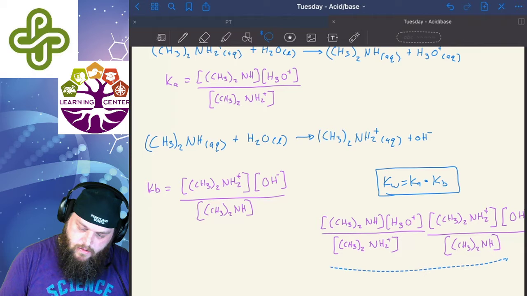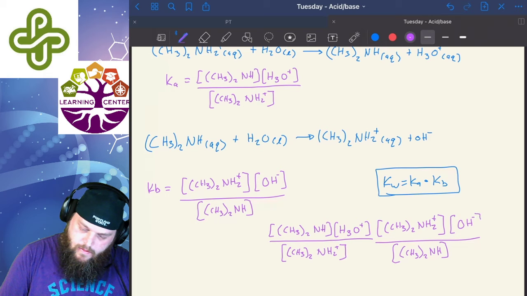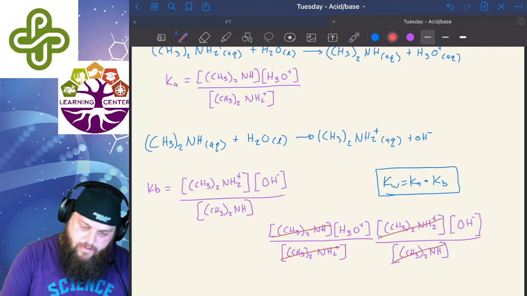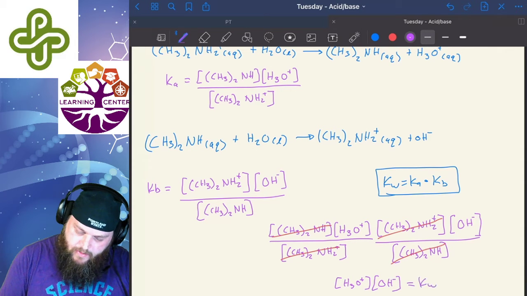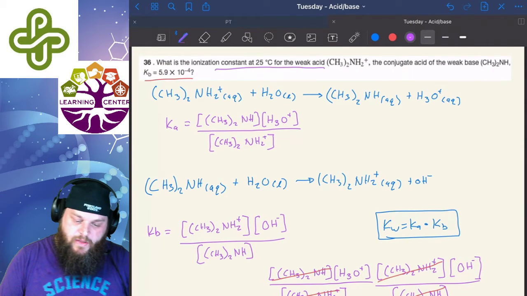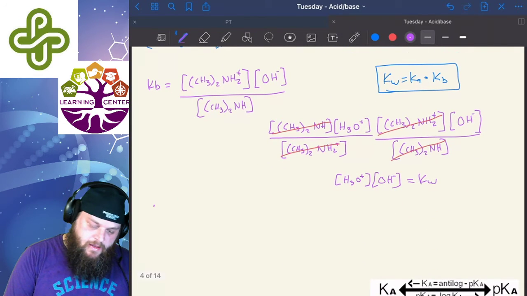And see if I can move it over because I ran out of space for it all. Good enough. And we can see when I multiply these two together, we get a few things that cancel, leaving us just the hydronium concentration times the hydroxide, which is the definition of Kw. So to find out what this ionization constant is for the weak acid, we're really looking for that Ka value, and we can find that by taking Kw divided by Kb.